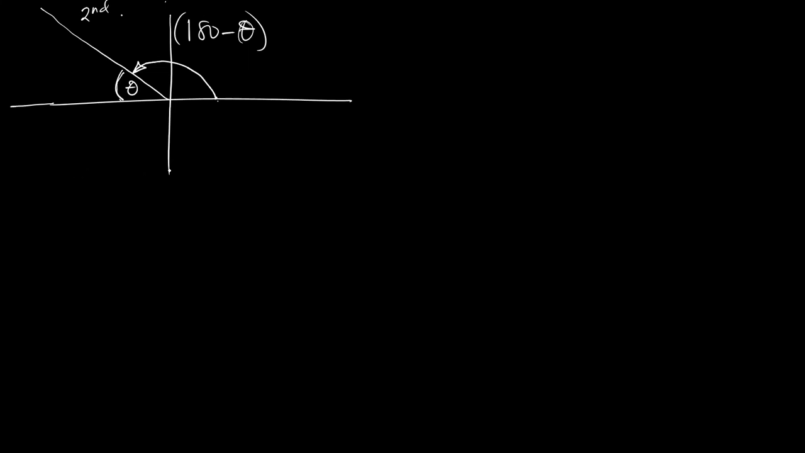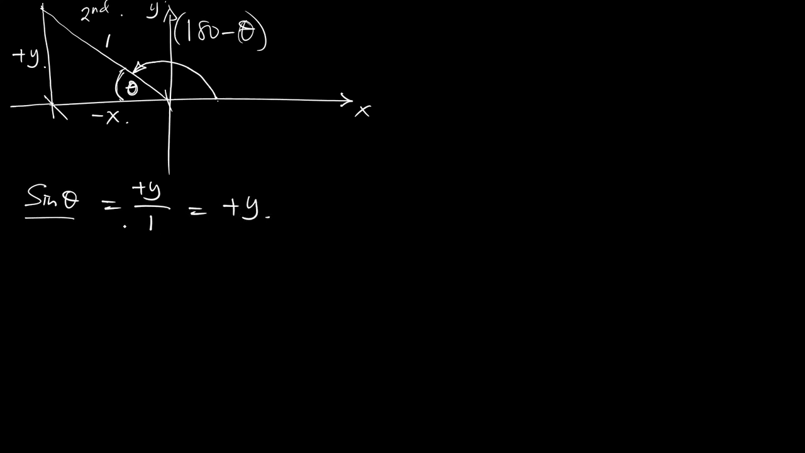Now, let's look at the triangle that is formed by this acute angle theta. Along this line, you have negative x. Let's say from here to here is x, so here is minus x. Here is plus y, because y is still positive at the second quadrant. Now, sine theta is opposite, which is plus y, and the hypotenuse is 1, so divide by 1. So you still have plus y, which means sine is positive at the second quadrant.